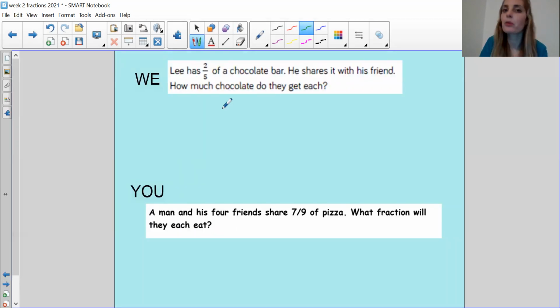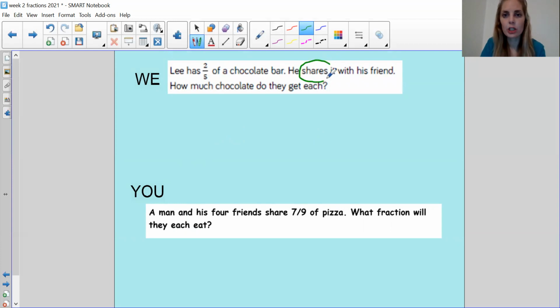So the word sums, remember, read very carefully. It says Lee has 2/5 of a chocolate bar. He shares it with his friend. How much chocolate do they each get? Now, have a read of that and see if you can identify the key word there that would tell me that I'm dividing in the sum. How do I know that this is a division sum? What is the key word in there? So have a read and have a think.